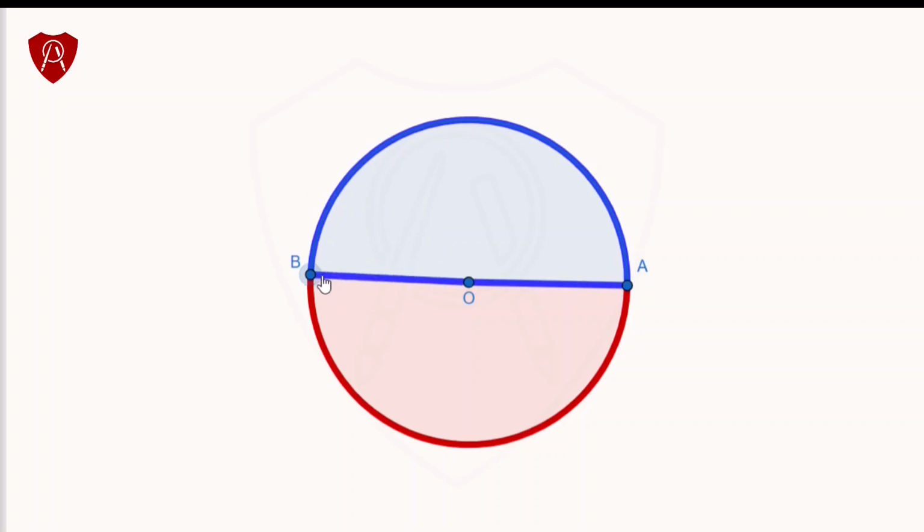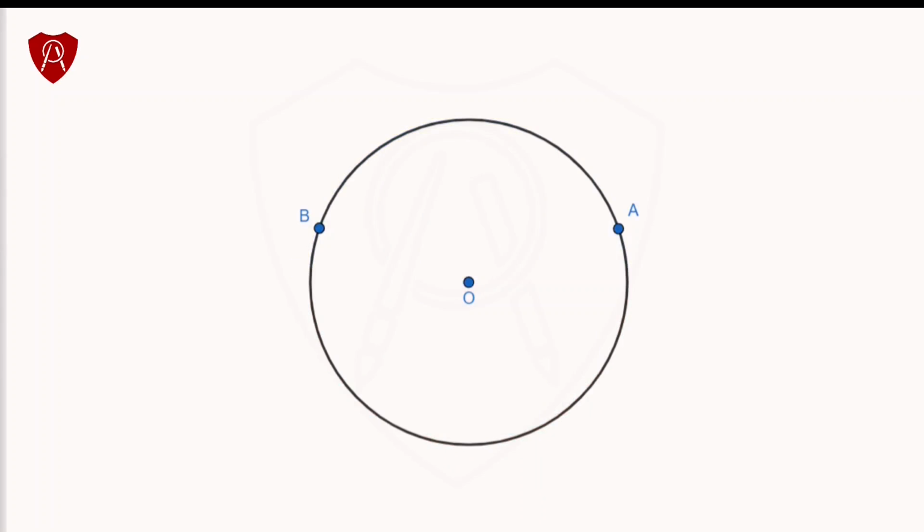If the two radii line up to make a diameter, the two sectors are equal and each is known as a semicircle. To recap, two radii divide the circle into two sectors. But there is another way in which a circle can be divided using a chord. A chord is a line segment joining any 2 points on the circumference.